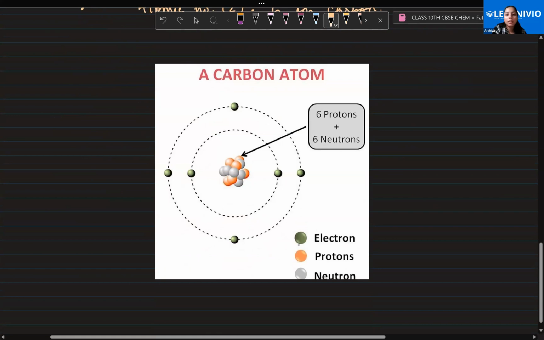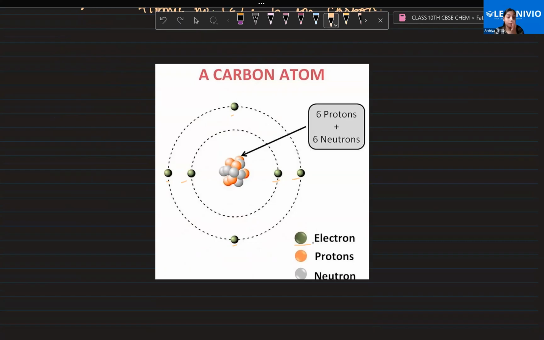The electrons, you can see the green ones are the electrons here. So 1, 2, 3, 4, 5, and 6. These are all revolving around the nucleus. And the protons, you can again see 1, 2, 3, 4, 5, and 6. And the neutrons are also 1, 2, 3, 4, 5, and 6. So on adding this 6 and 6, we're getting 12. That's the atomic mass, 12U.